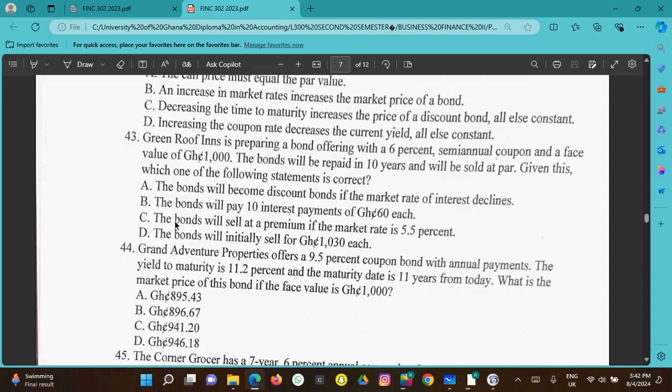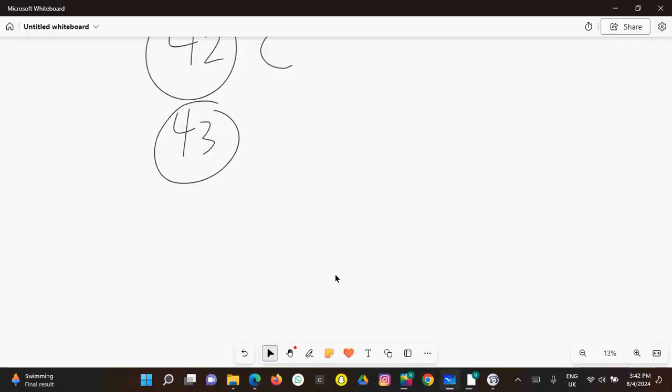20. And then the bond will sell at a premium when this is true, because the coupon is 6%. If the market rate changes to 5.5, then it means that the coupon is higher than the yield to maturity, making it sell at a what? At a premium. The bond will initially sell for par. So the answer to this question is C. 43 is C.